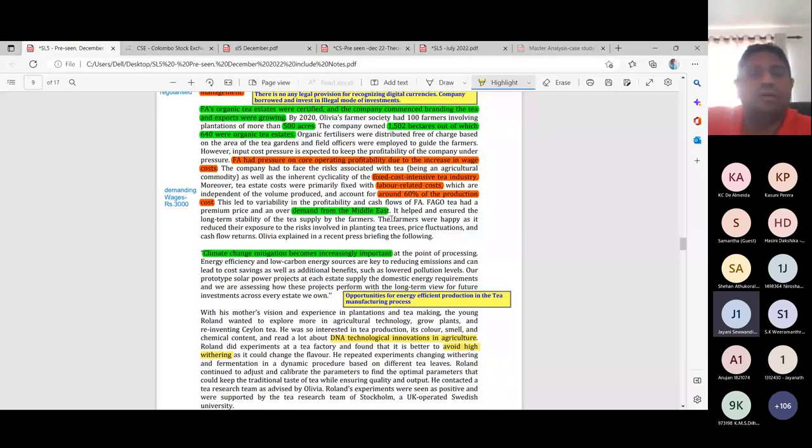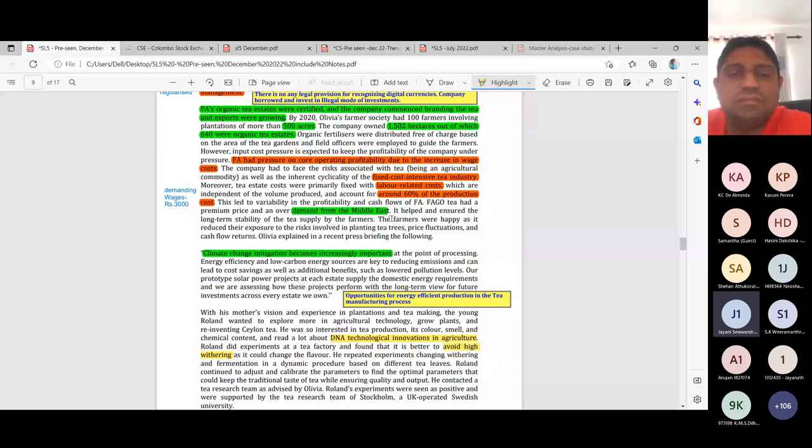No, no. Only 640, right? Around 40%. Organic fertilizers were distributed free of charge based on the area of the tea garden, and field officers were employed to guide the farmers. Our input cost pressure is expected to keep the profitability of the company under pressure.